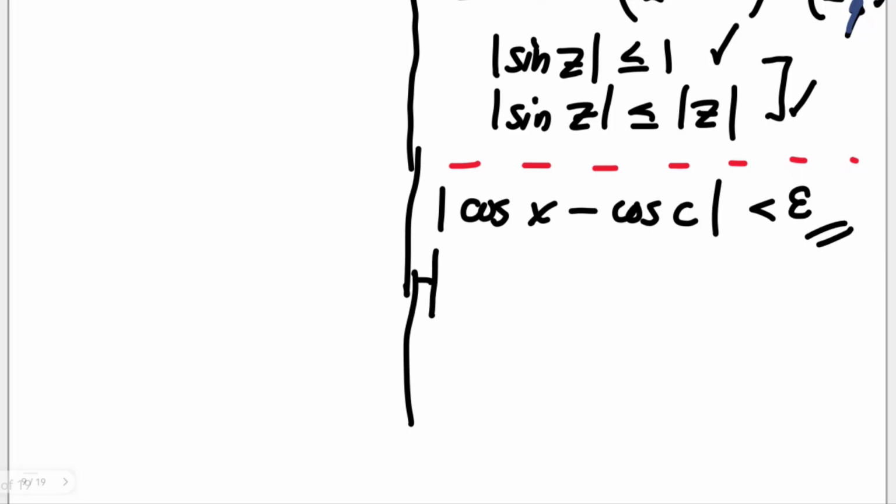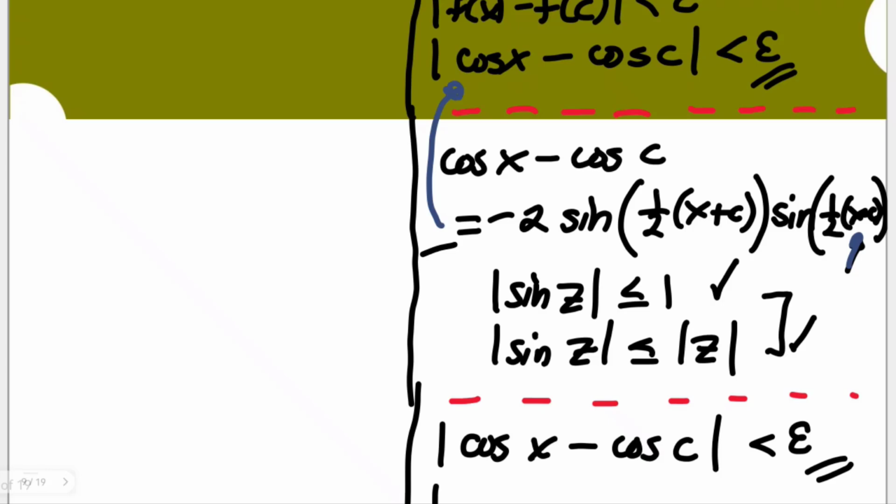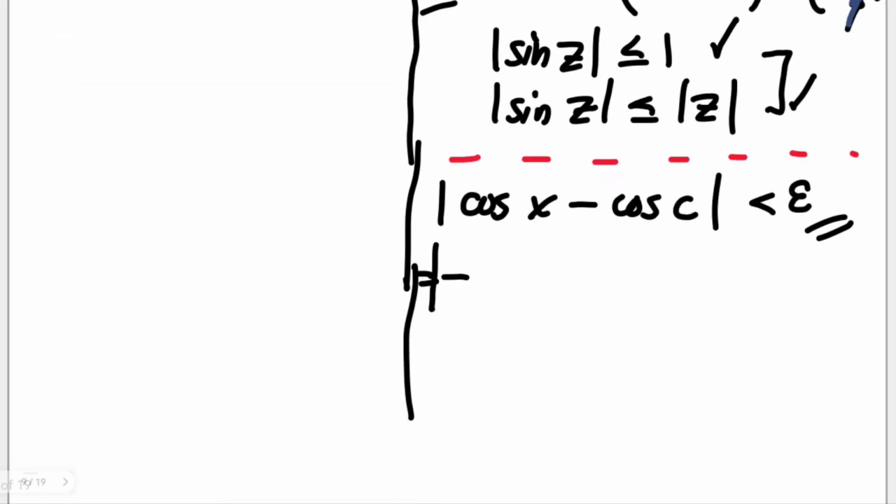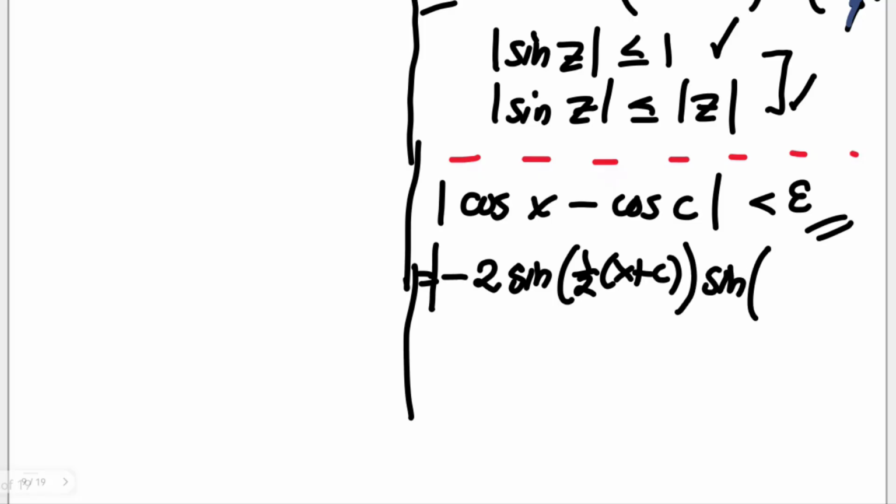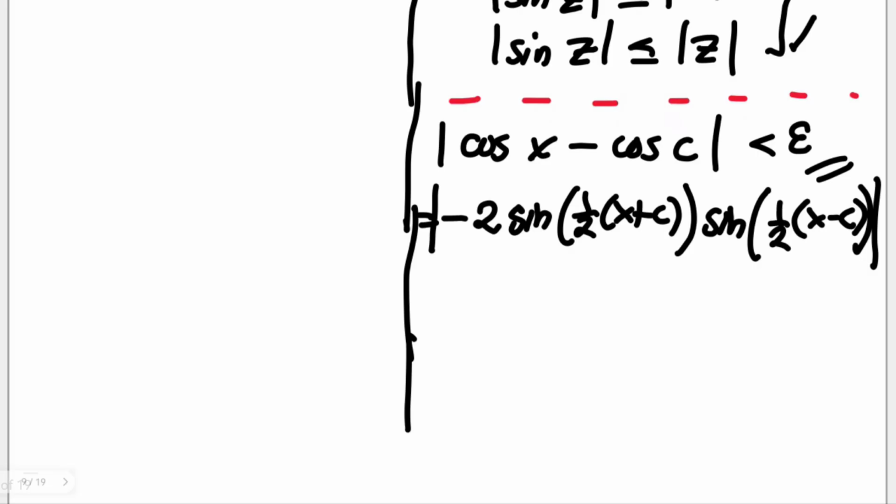Okay, this is just equal to, again, this trigonometric identity. Negative absolute value of negative 2, you have here sine, the angle is 1/2, and the sum of x plus c. And then you have here another sine, and the angle is 1/2, and x minus c. They are all under absolute value notation. We have three terms here. We can always separate them into separate absolute value notations per property of absolute value.